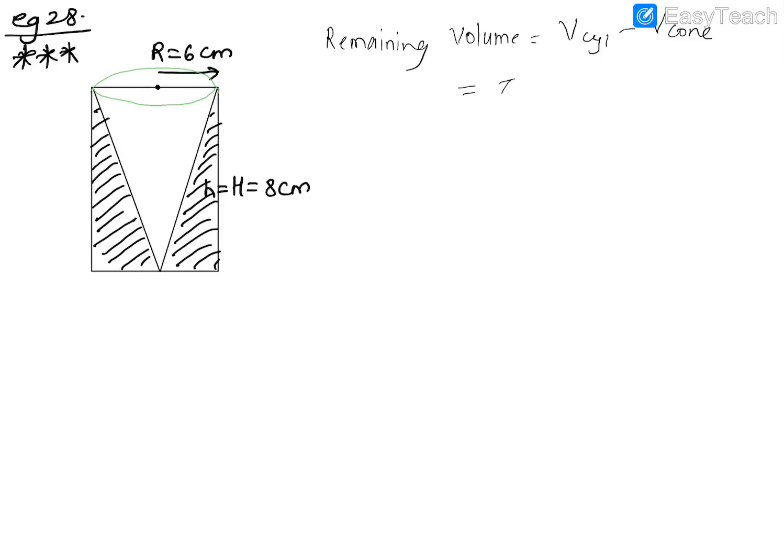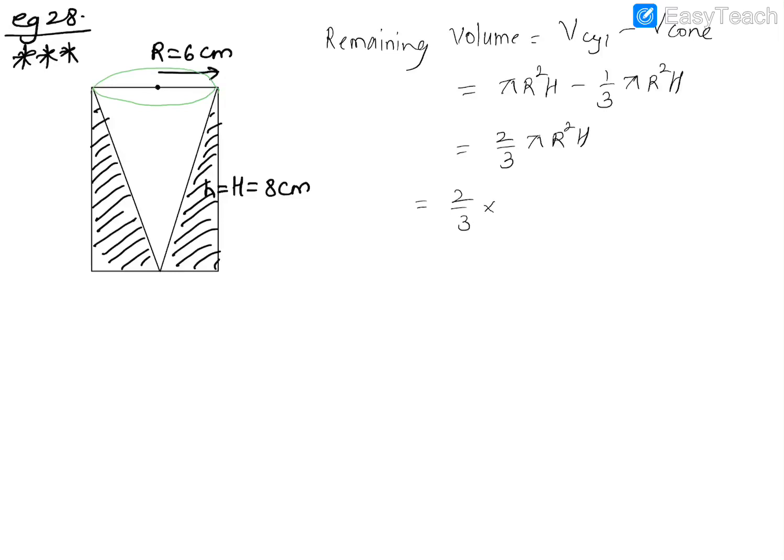What's the volume of the cylinder? Pi r squared h. What's the volume of the cone? 1/3 pi r squared h. Remember this time the radius and height both are same for both of them. So what is pi r squared h minus 1/3 of pi r squared h? It will be basically 2/3 of pi r squared h. Correct?